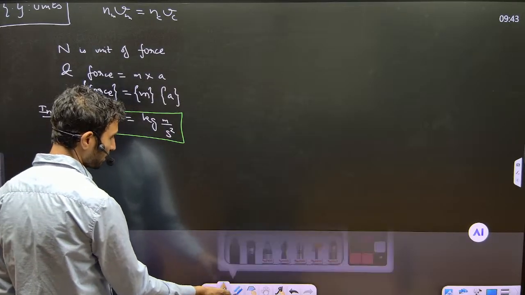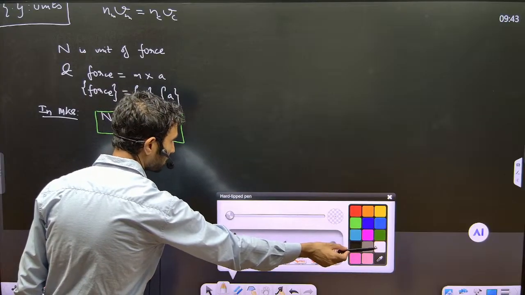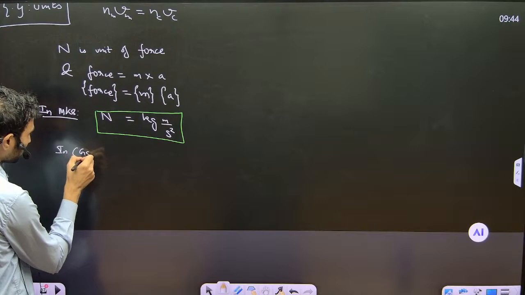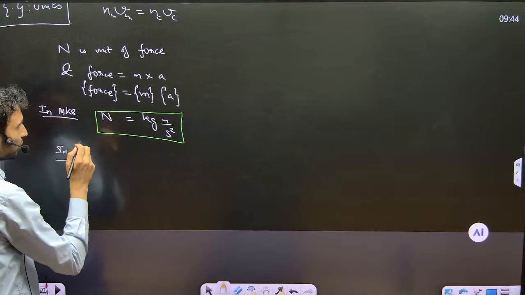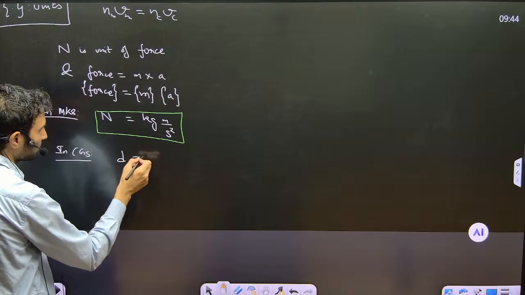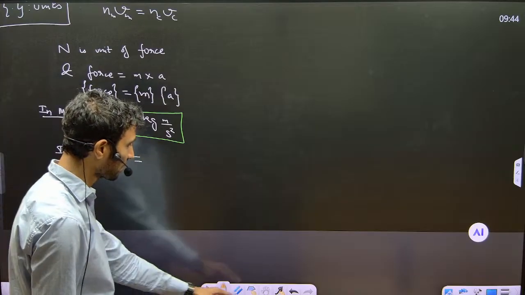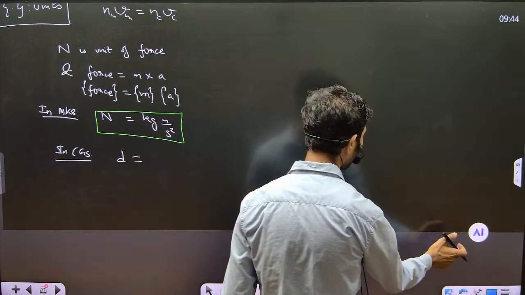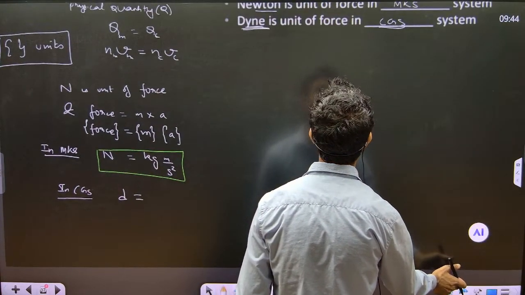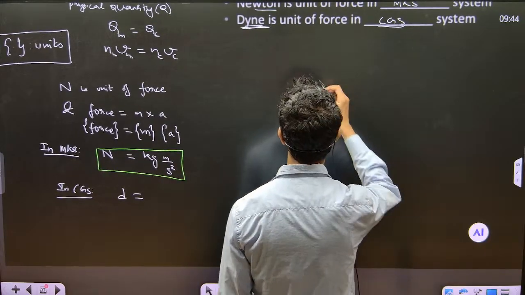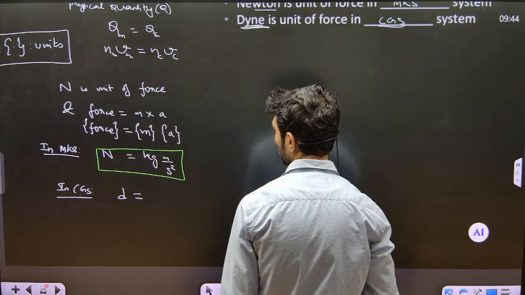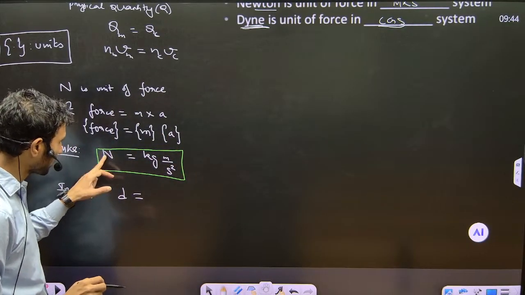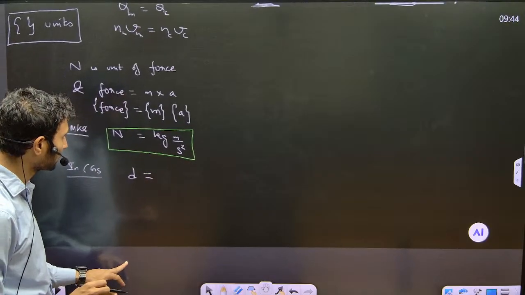Now the same thing, if I were to write in CGS, Newton will become dyne. Why will Newton become dyne? Because as I just mentioned, dyne is the unit of force in CGS, right? So that is why when you go to CGS, Newton converts to dyne. Right?